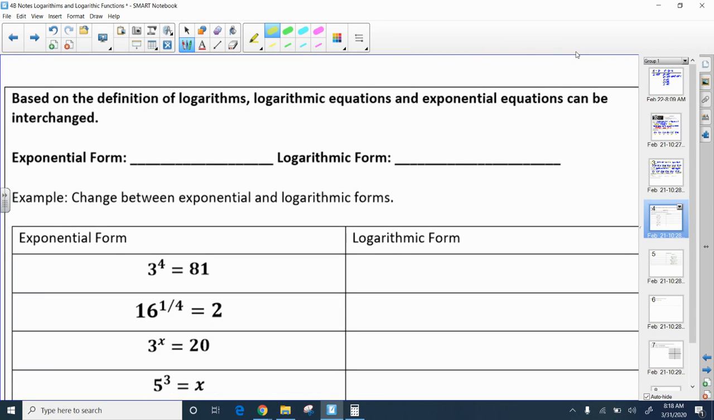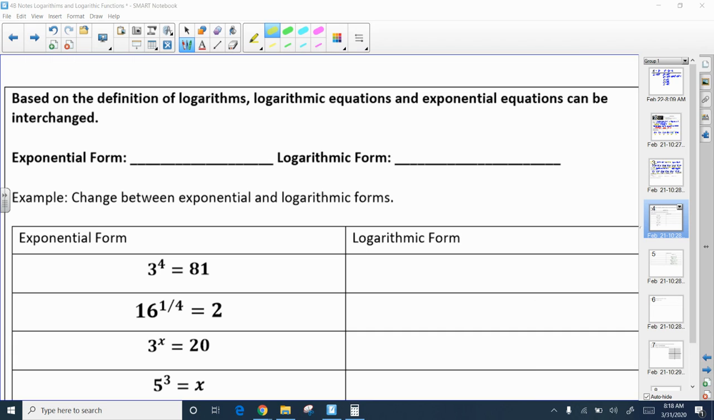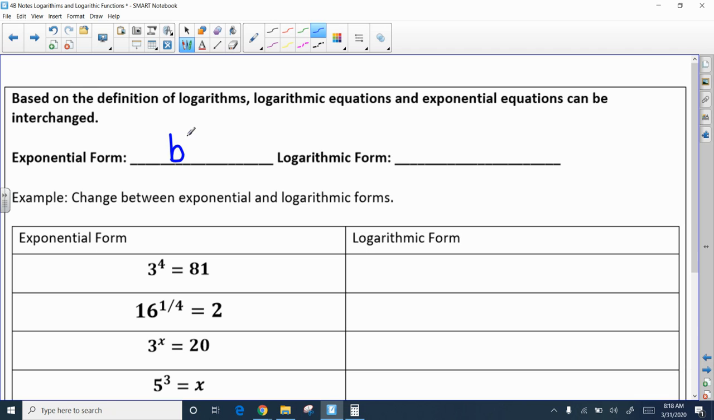So based on the definition of logarithms, logarithmic equations and exponential equations can be interchanged. As we just saw from the definition, exponential form has a base and an exponent. It's going to be b to the p power equals a. That's our exponential form. And the equivalent logarithmic form is log base b. So the base is still b. Log base b of a is equal to p.